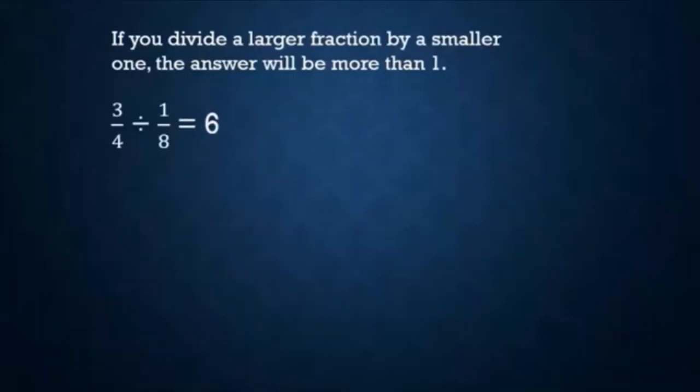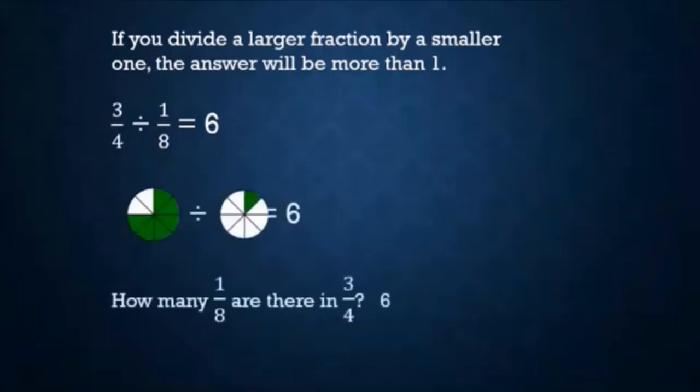For example, 3 by 4 divided by 1 by 8 is equal to 6. How many 1 by 8 are there in 3 by 4? Yes, there are 6 1 by 8 in 3 by 4. So if we multiply 1 by 8 into 6, we will get 3 by 4 as the answer.